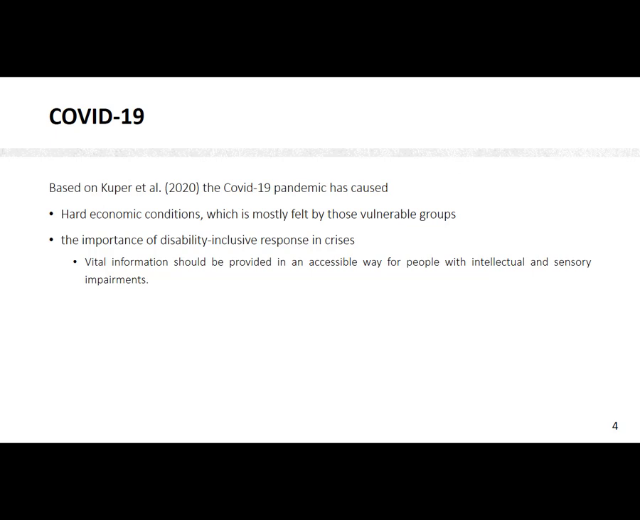Based on Cooper and colleagues, the COVID-19 pandemic has caused hard economic conditions, which is mostly felt by those vulnerable groups, such as those with disabilities who are already living in poverty or at risk of poverty. The current crisis, thus, has shown the importance of disability-inclusive response in crisis. Vital information about the virus and public restrictions, for example, should be provided in an accessible way for people with intellectual and sensory impairments.